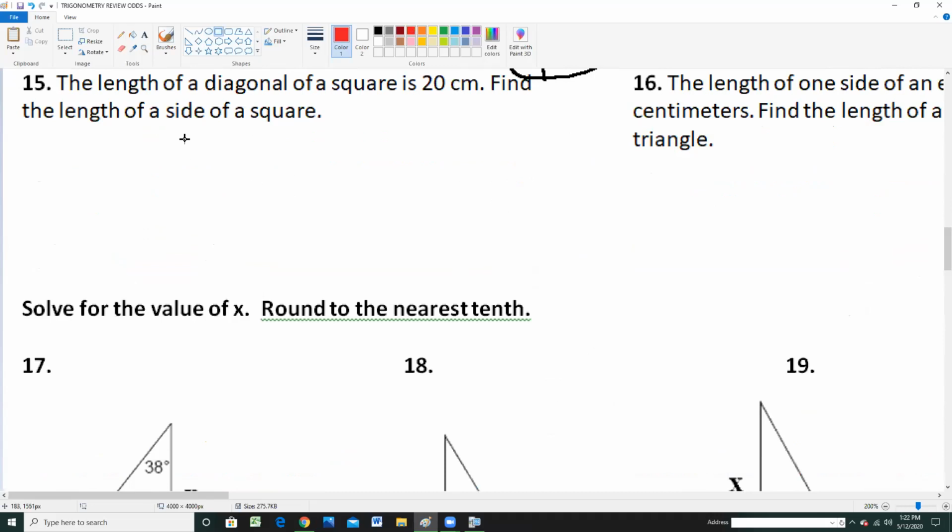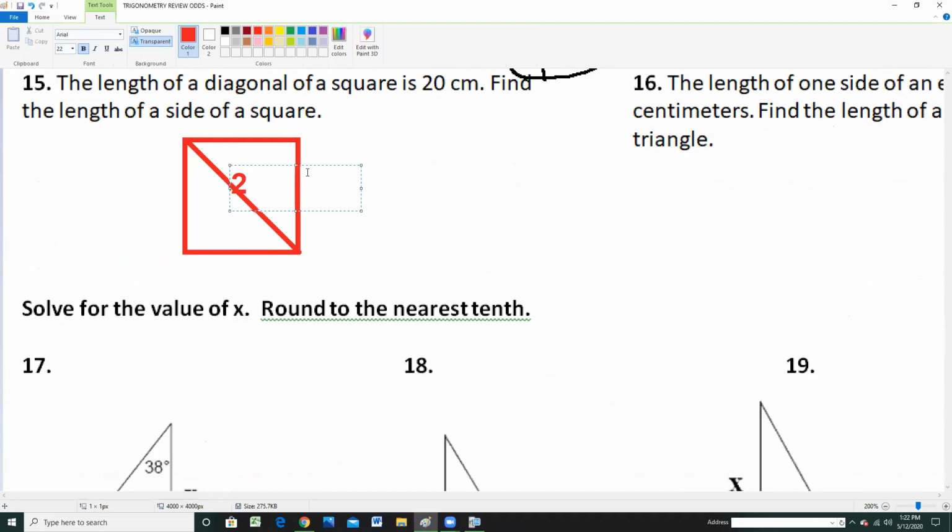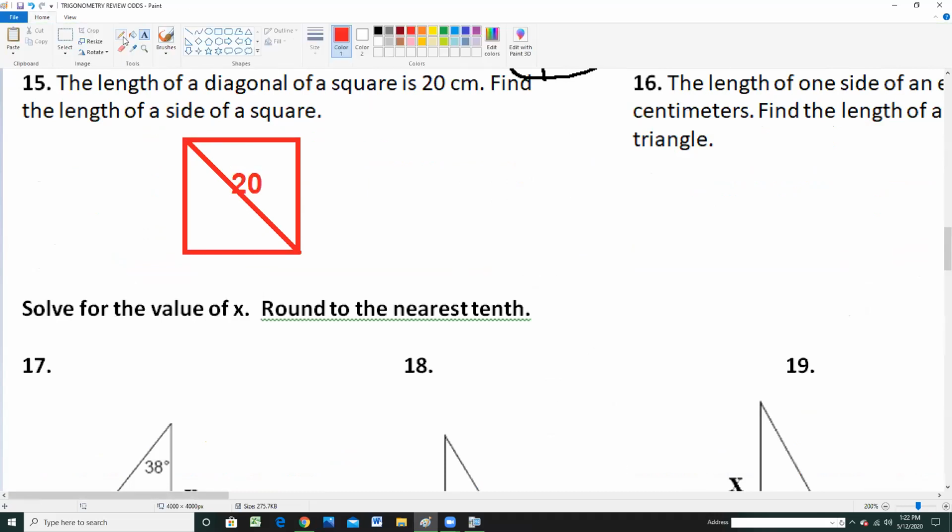We're doing good here. The length of a diagonal of a square is 20 centimeters. Find the length of one side. Okay, so the length of a diagonal is 20. Find the length of one side. So there are two different ways to do this problem.